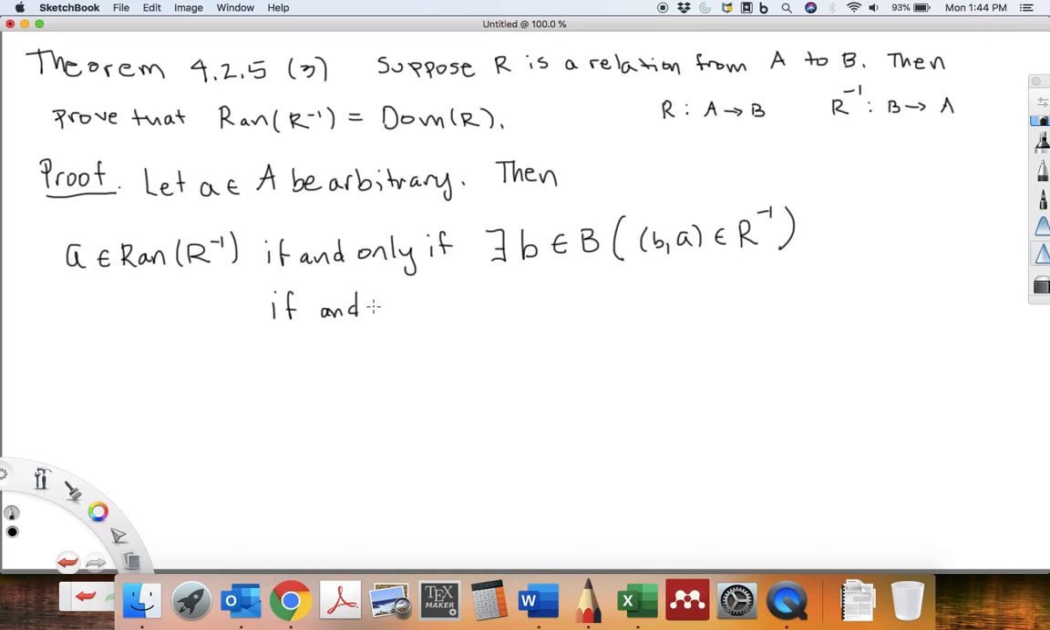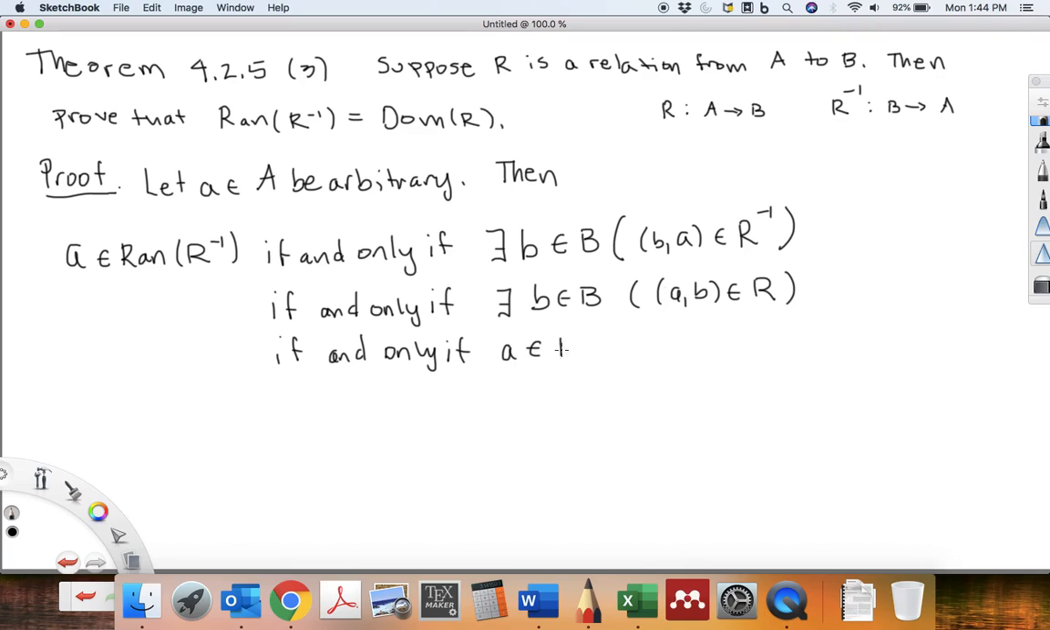And then this is true if and only if, and then we're just going to say what does it mean to be in R inverse. There's a b in set B such that the ordered pair (a, b) is in R. And in turn, we'll say that's true if and only if, now this means a is in the domain of R.